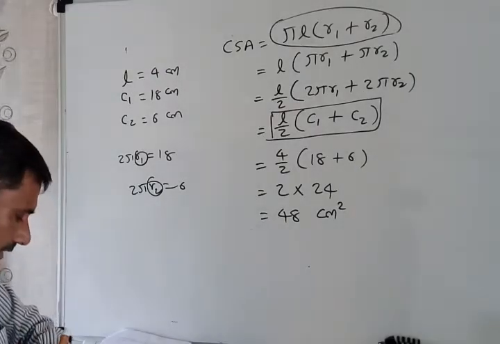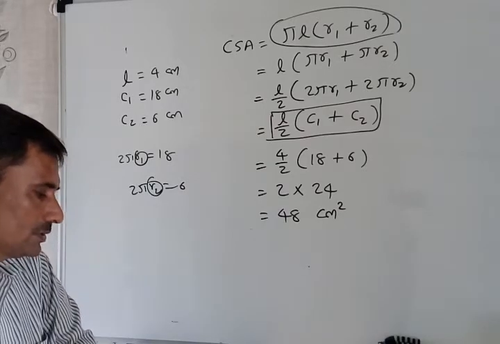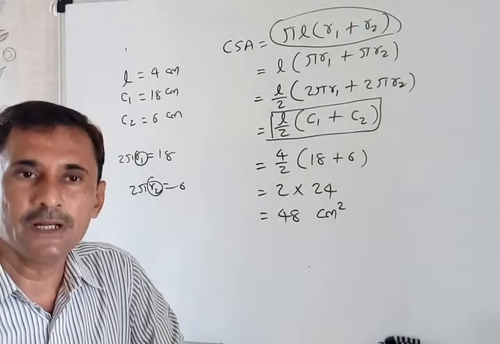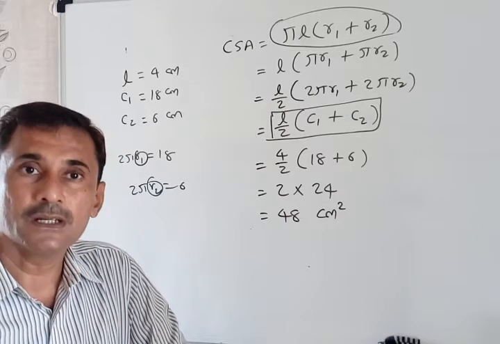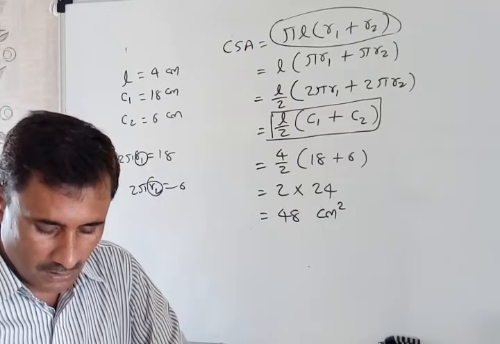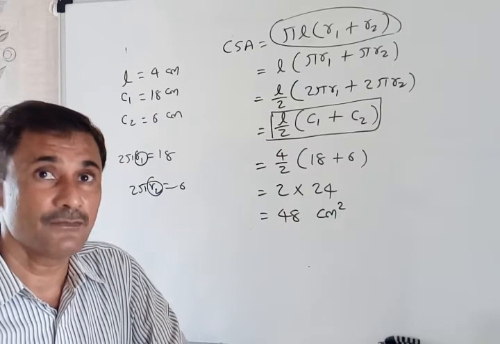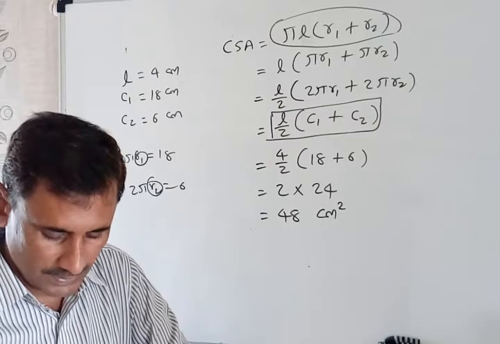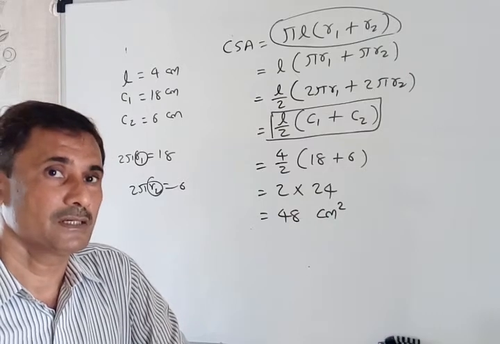Now look at number 3. A fez cap used by Turks is shaped like the frustum of a cone. Fez is the name of a particular cap. In Turkey, it may be used, so those people are known as Turks. Okay, if its radius on the open side is 10 centimeter, meaning the broader radius R1 is 10. Upper base is 4, so R2 is 4. Okay, radius is directly given, slant height given 15. Find the area of material used for making it.